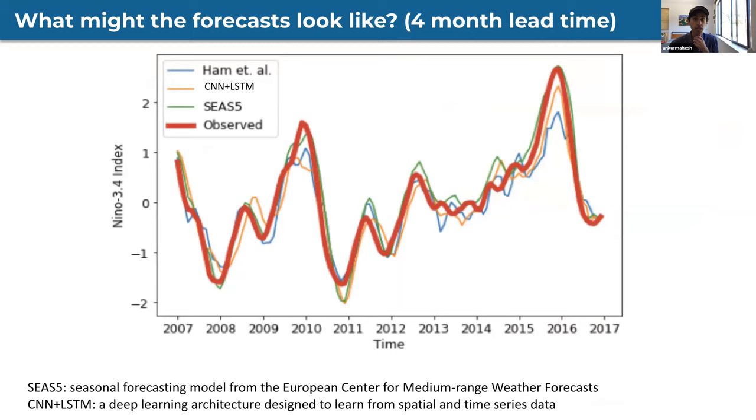Here's what some of the forecasts that you might generate through the course of the hackathon will look like. The dark red line is observations, and the other colors represent other types of models used for this task. You can see that at 4 month lead times, the forecasts match the observations pretty closely, but there is still a little bit of room for improvement. For example, in 2011, one of the machine learning models, as well as the European Center's model, predicted something that was too low. And likewise in 2016, their predictions weren't extreme enough. They were also predicting something that was too low, but not at the highest positive value of the Niño 3.4 index.